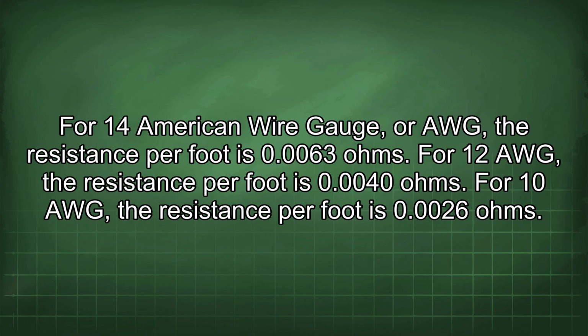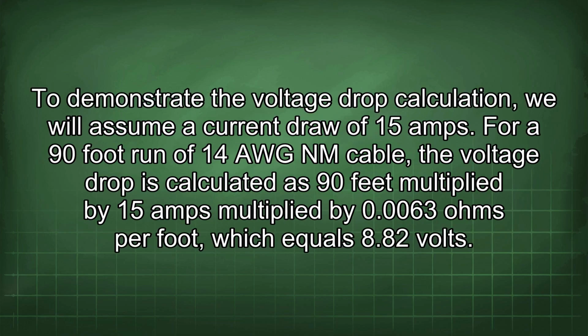For 14 American wire gauge, or AWG, the resistance per foot is 0.63 ohms. For 12 AWG, the resistance per foot is 0.40 ohms. For 10 AWG, the resistance per foot is 0.26 ohms. To demonstrate the voltage drop calculation, we will assume a current draw of 15 amps.